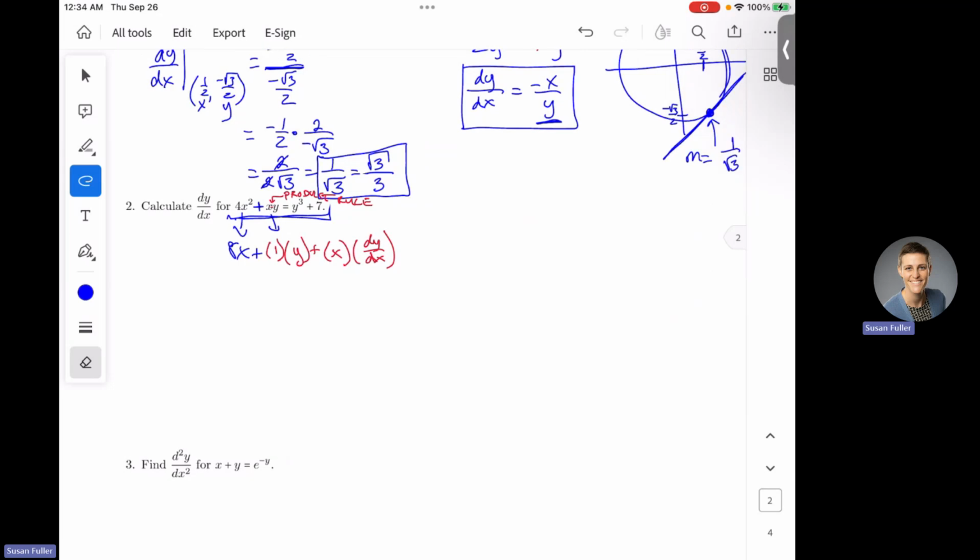Okay, so we are in the middle of our implicit differentiation. We've done the derivative of everything over here. And so now I have to do the derivative of everything over here. What's the derivative of y to the third? Well, the derivative of y to the third is 3y squared. And we have to multiply by dy dx because that's a y, not an x. Plus, what's the derivative of 7? Yep, it's 0.